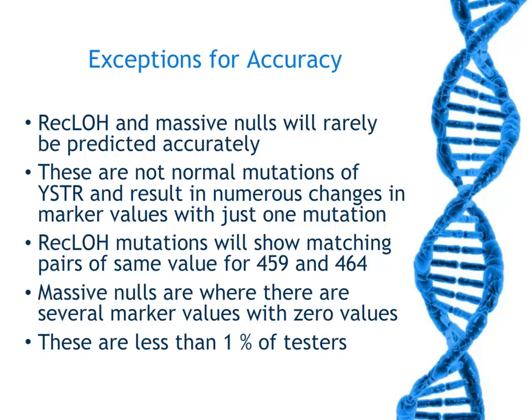The RLOH mutations show up with matching pairs in 459 and 464. And massive nulls are where there are a lot of marker values that have 0 values reporting. There again, this is less than 1% of the testers, but if you notice that you have a lot of matching marker values in 459 and 464 and a lot of zeros, YSNP prediction is not going to be very highly accurate in those particular exceptions.